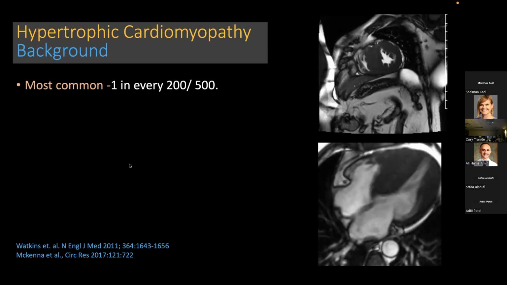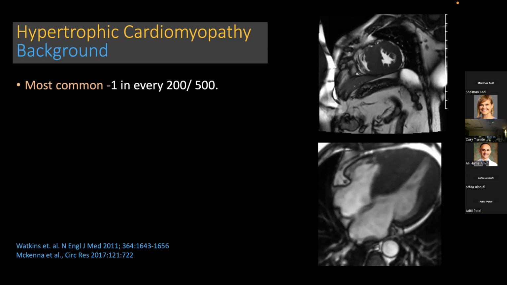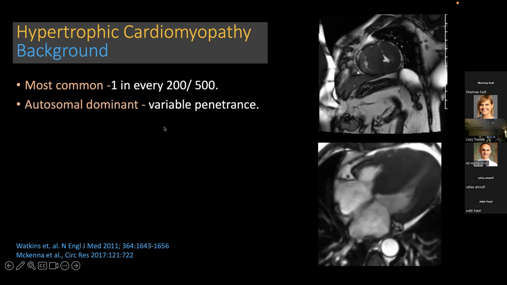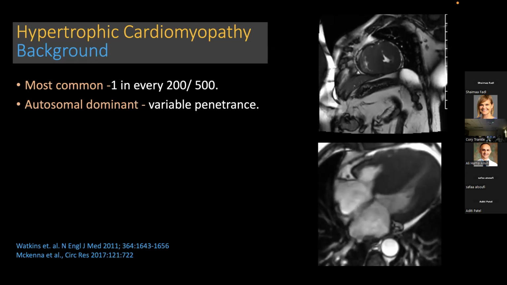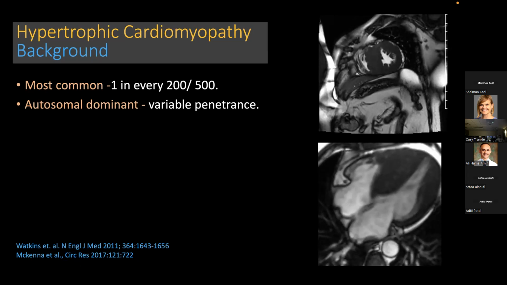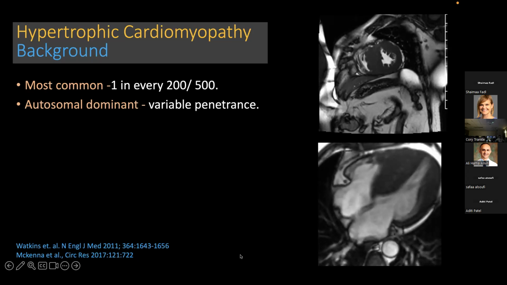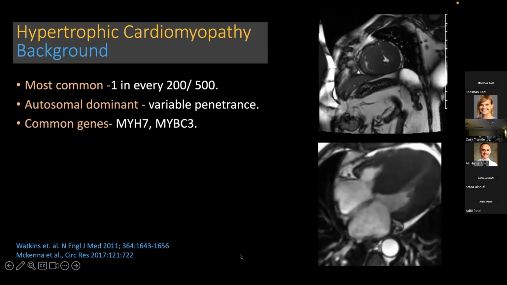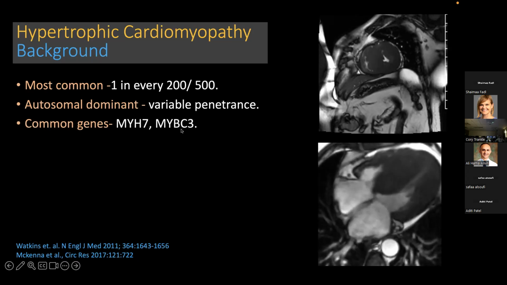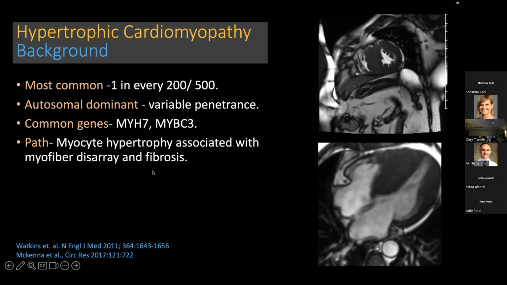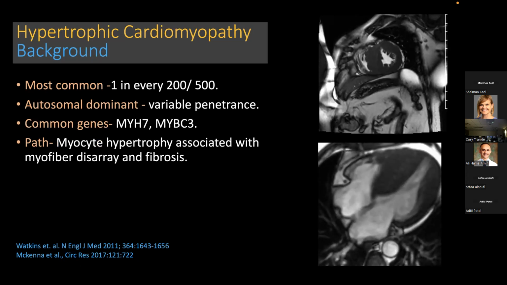So starting with HCM, it's the most common. It's 1 in every 200. Previously it was published as 1 in every 500, but it's more than this. It's autosomal dominant with variable penetrance. You may have a father that has apical HCM presenting at the age of 50, or a son presenting with concentric hypertrophy at the age of 20. So it's variable penetrance of the disease. The common genes associated with it are myosin heavy chain 7 and myosin binding protein C3. It's characterized by myocyte hypertrophy associated with myofiber disarray and fibrosis.